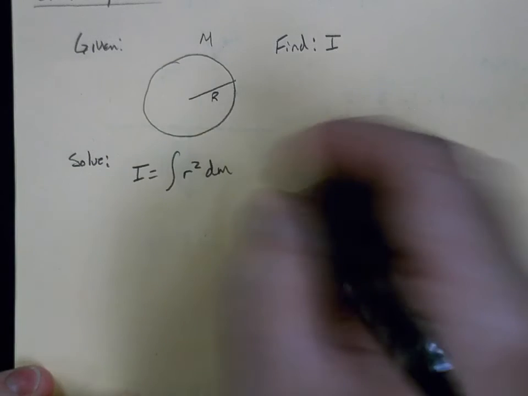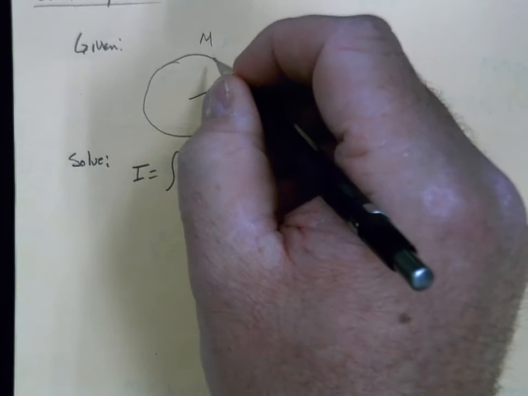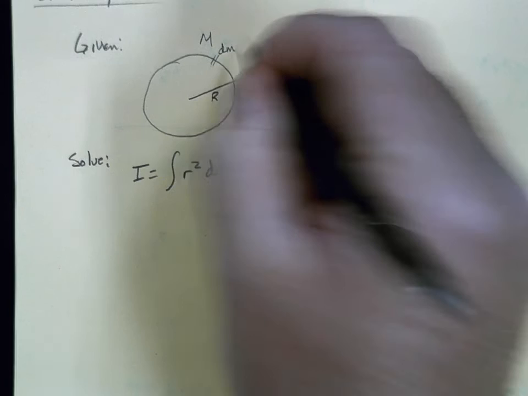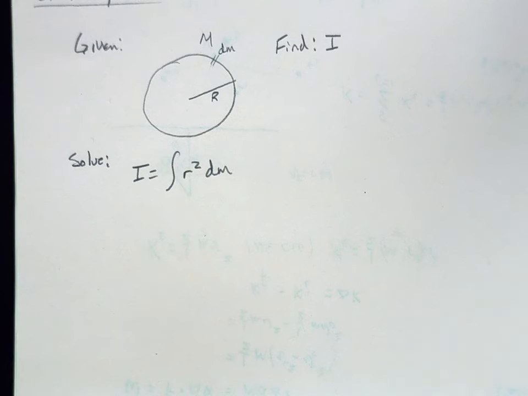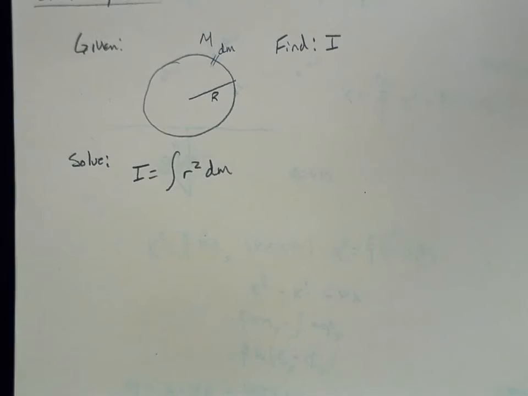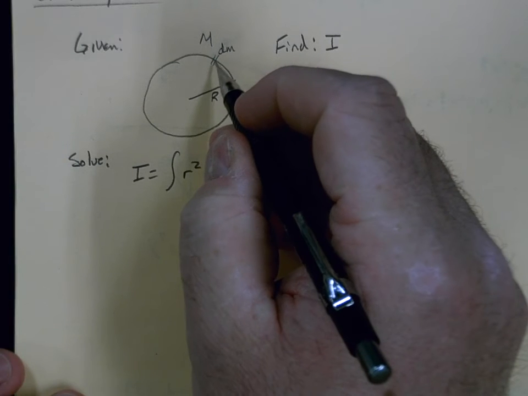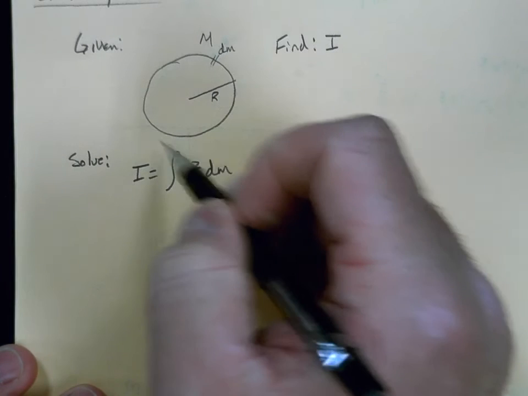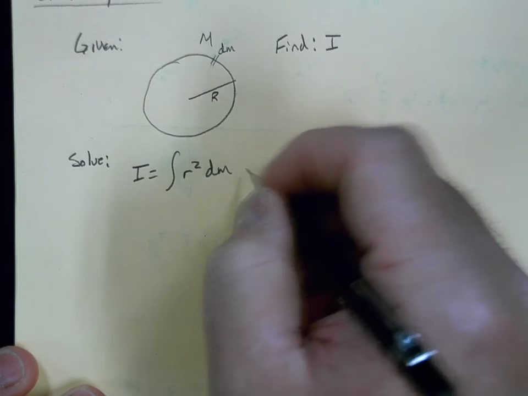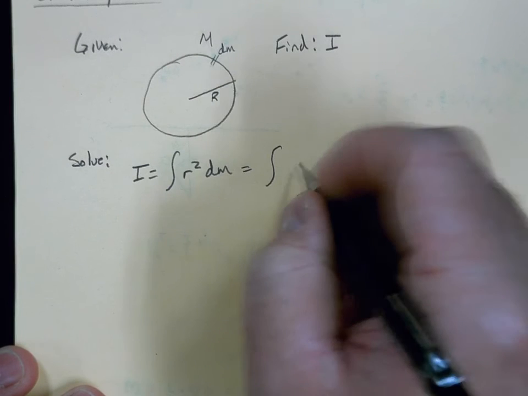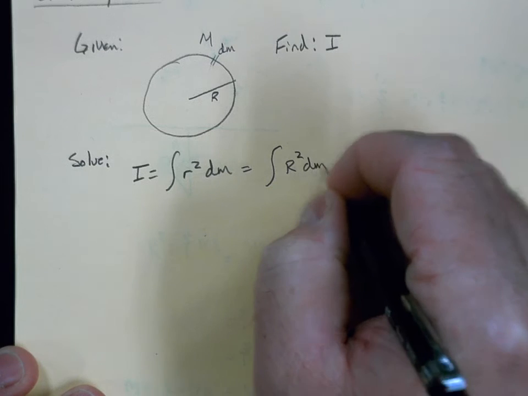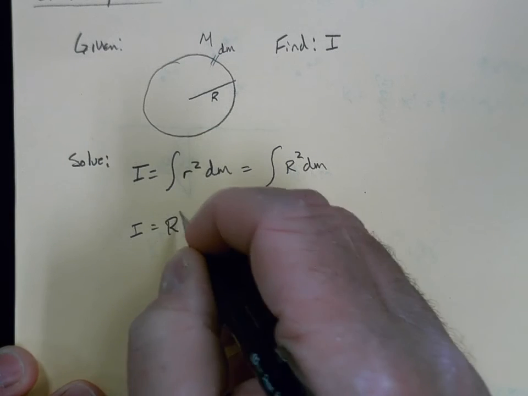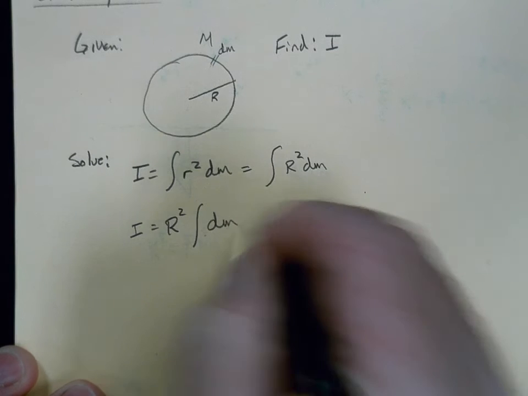Well, we're going to take this. What is going to be the dm? Well, dm is going to be this itty bitty little segment of the hoop right here. And for this particular piece, this dm, because the radius is the same for all of our little dm's, our radius squared is a constant. And so this is going to equal r squared dm, with r being a constant, so we can rewrite this as r squared times the integral of dm.